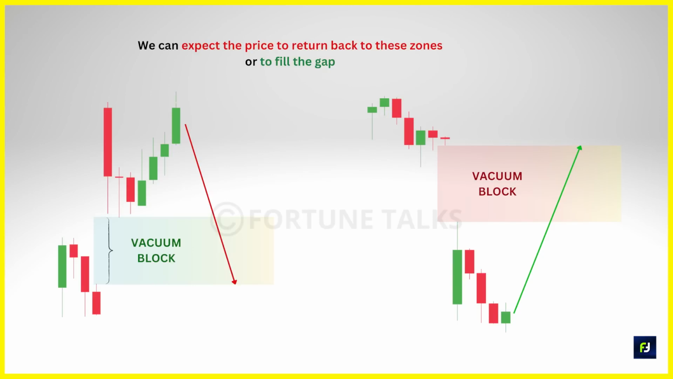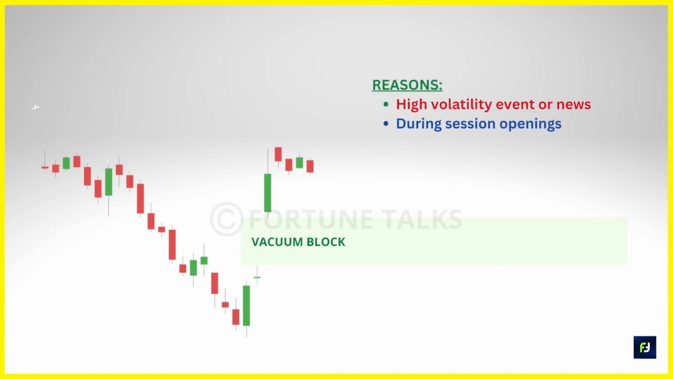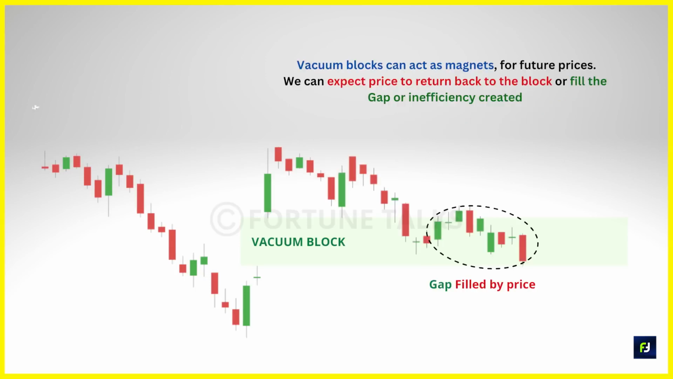Let me explain this. In practical trading, a vacuum block operates by leveraging the market psychology behind sudden price movements. When price rapidly moves away from a certain level, it often leaves behind a region with little or no trading activity. This is a vacuum block. These are formed as a result of any high volatility event or news, or even during session openings. Most experienced traders would monitor these areas as they can act as magnets for future price action.